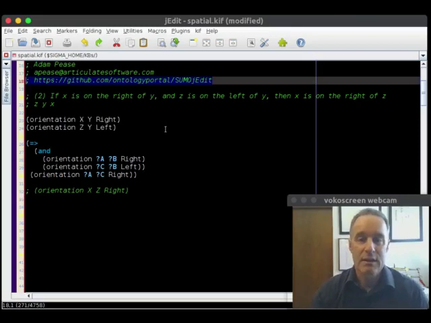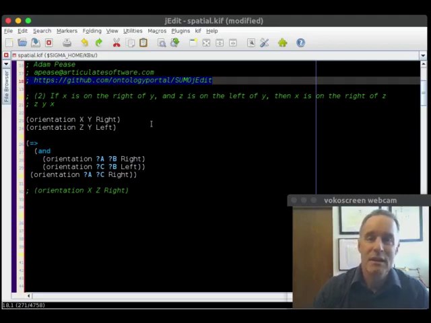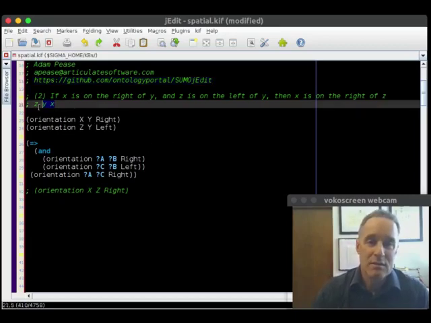And so let's just pick a very, very simple reasoning problem. If x is on the right of y, z is on the left of y, and x is on the right of z, then x is on the right of z. So visually it looks like this, so z, y, and x. And we'd like this to apply, obviously, to every possible situation, every possible configuration of three entities.